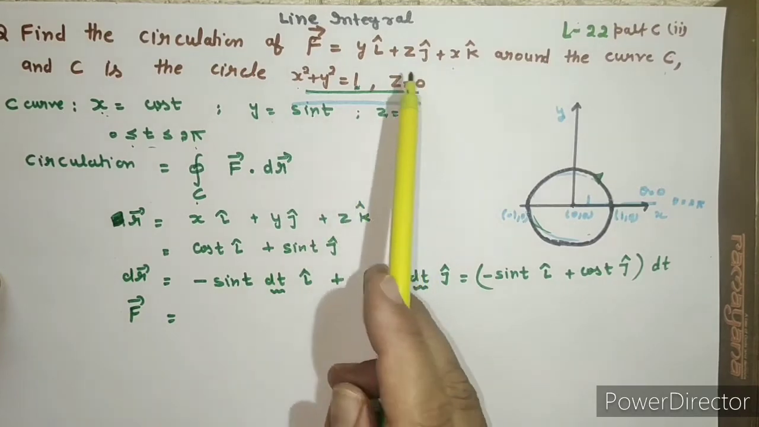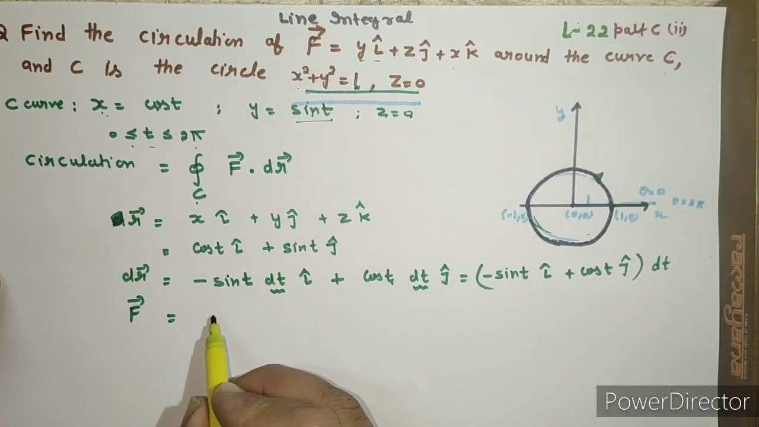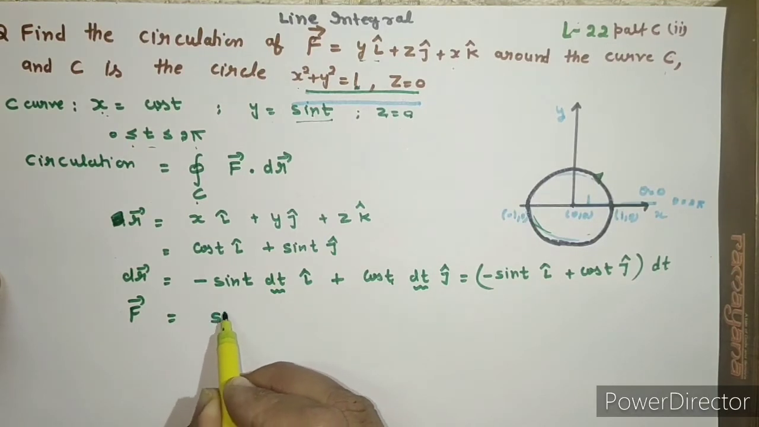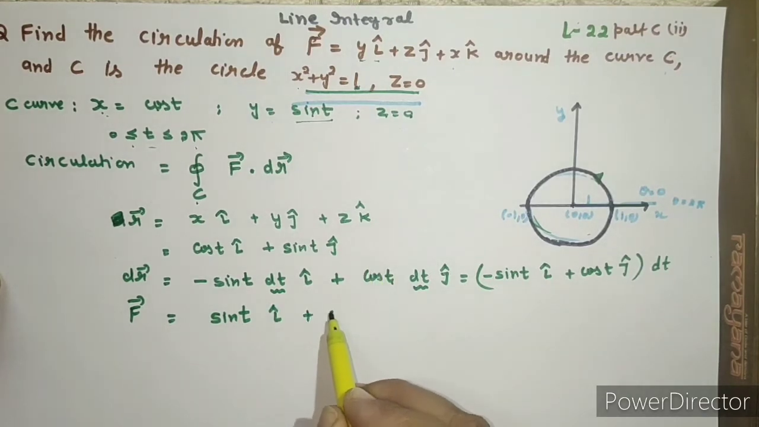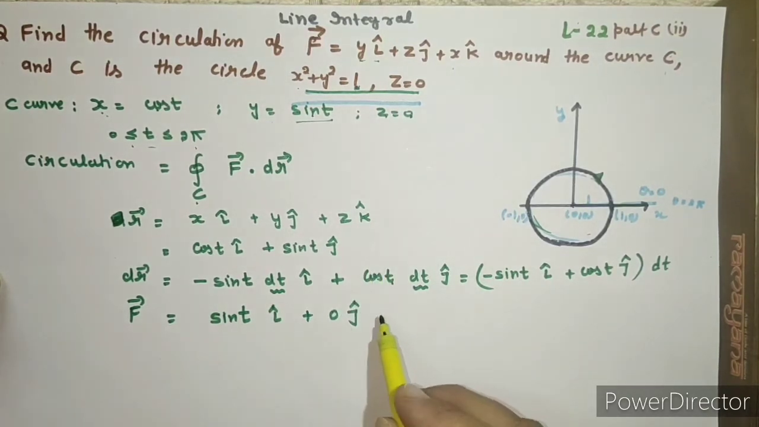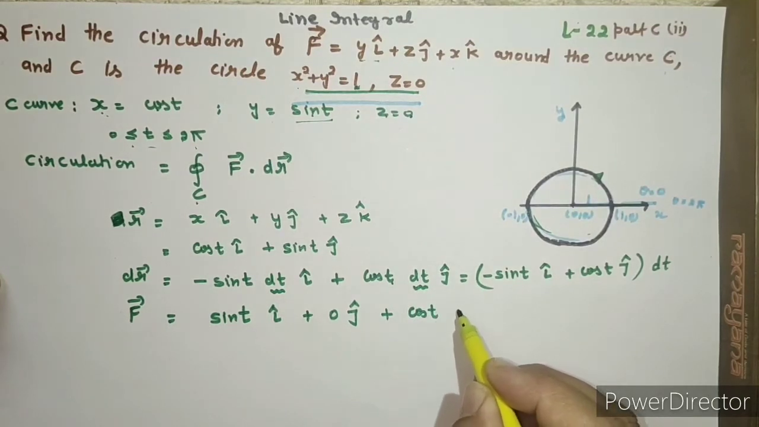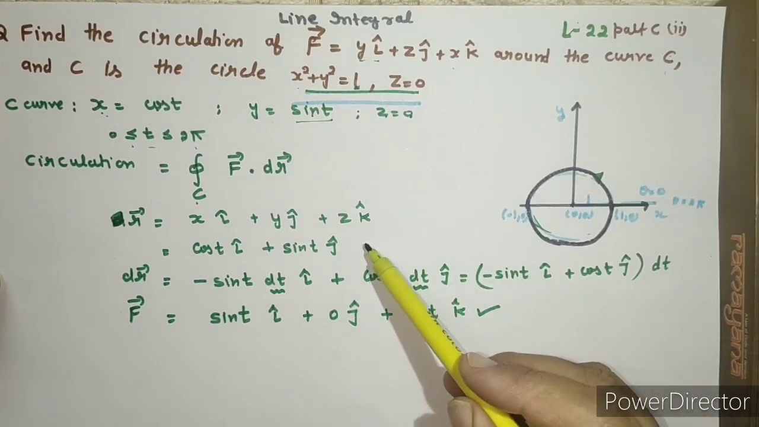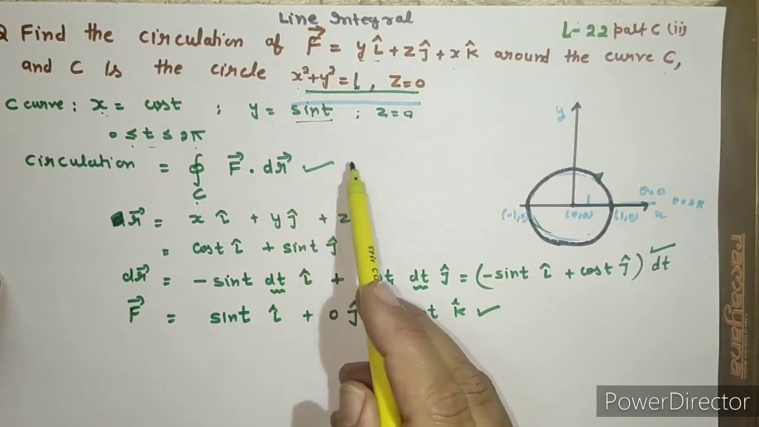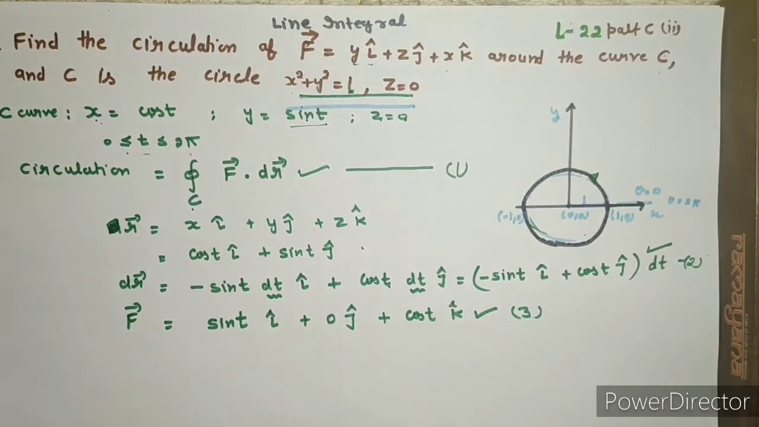Okay, then the F vector in terms of the parameter t you can find. F is what? This is y is sin t. So the F vector is equal to sin t i, z is 0, so this is 0 j, plus x k. x is your cos t and this is k. So put the value of the F vector and dr in this equation. Call it equation 1, and suppose this is 2 and this is 3. So put 2 and 3 in equation 1.